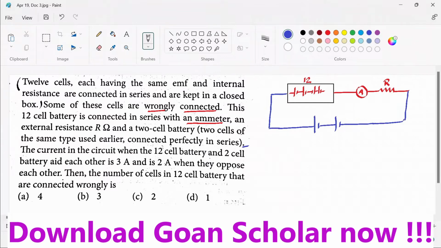Great. So let's assume that these 12 batteries have EMF E, and internal resistance small r. E is the EMF and r is the internal resistance.